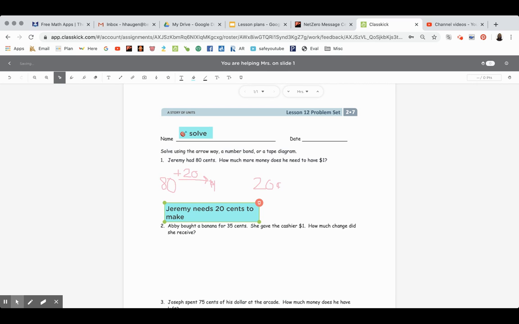So to type this out, Jeremy needs 20 cents to make $1. So the first one they gave us was pretty simple. Jeremy needs 20 cents to make $1.